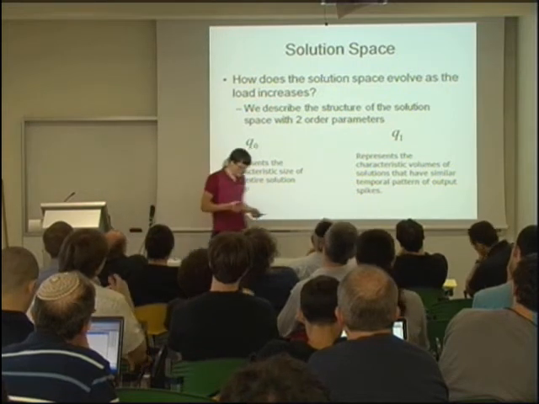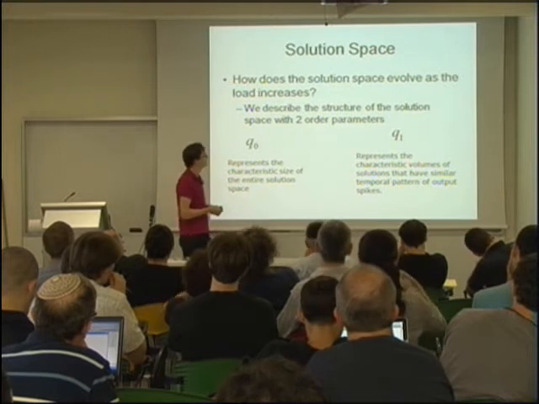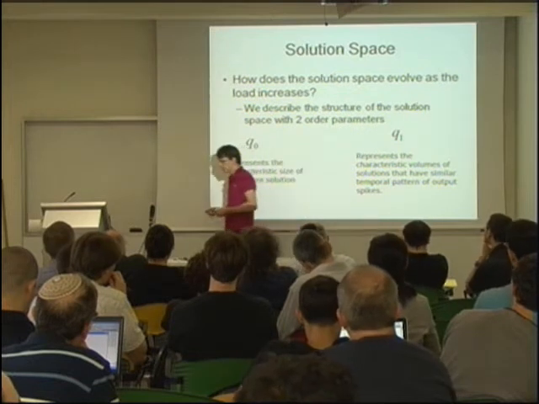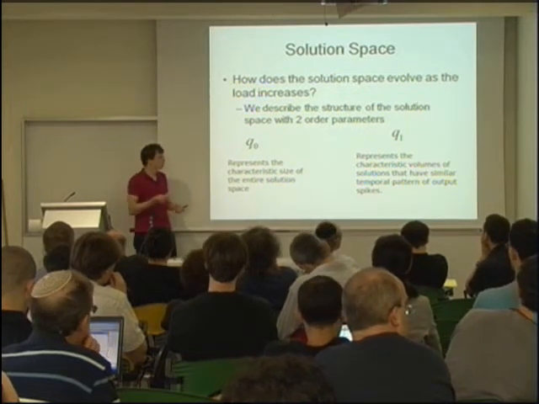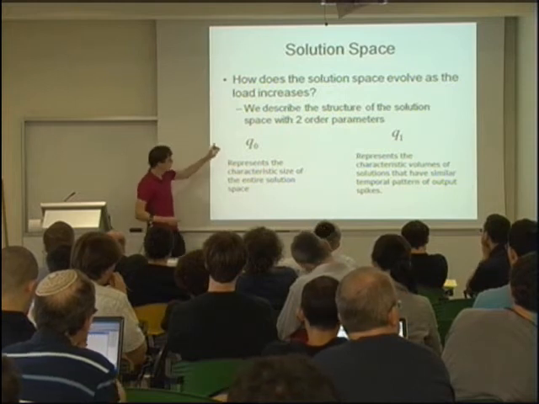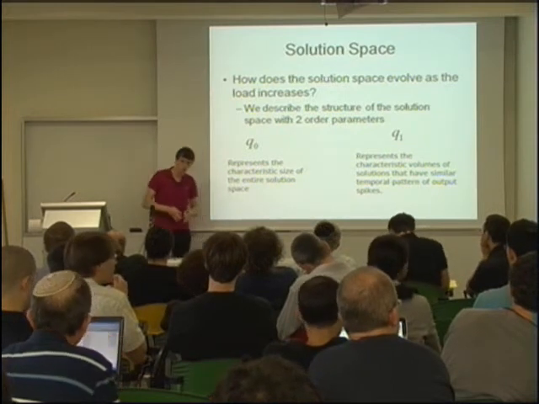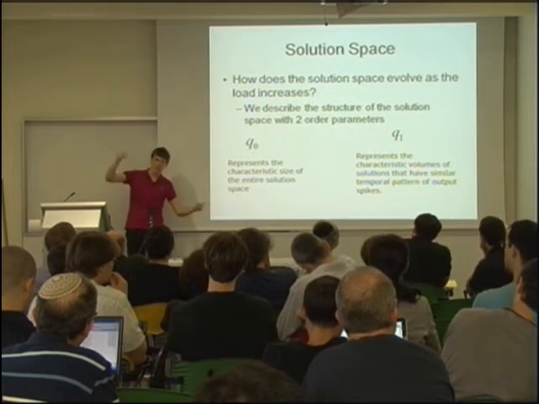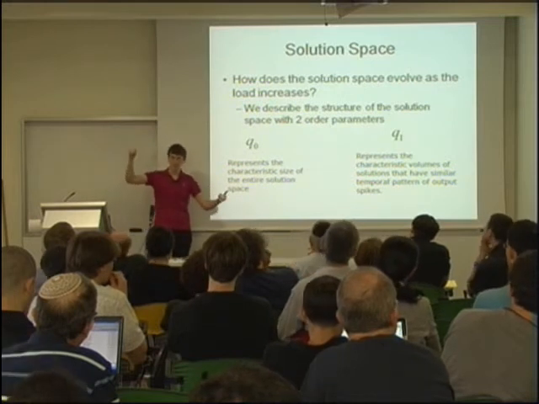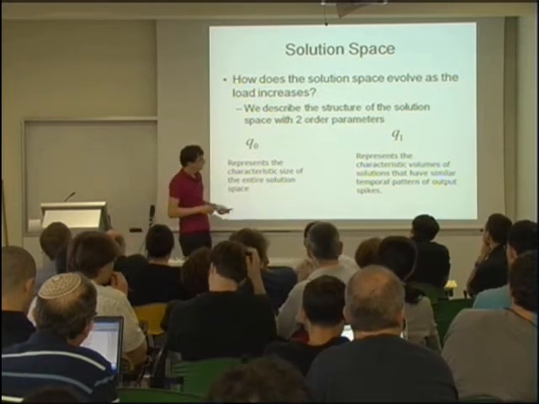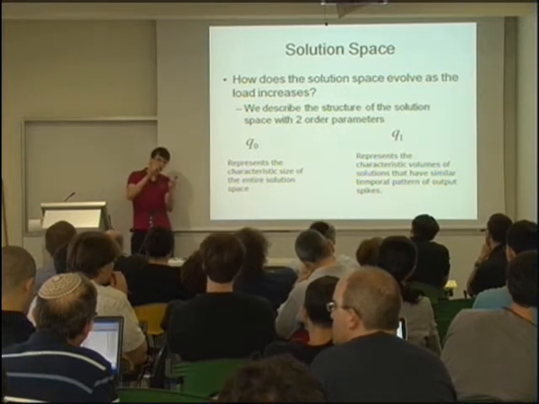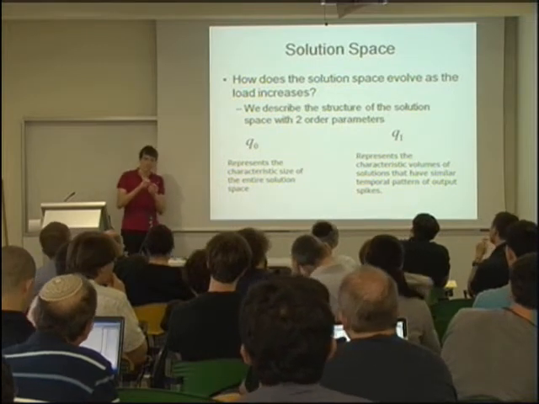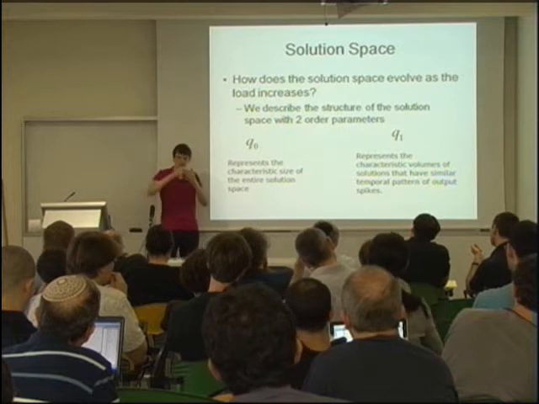What about the solution space? How does this compare to the tempotron, the perceptron? The result of the calculation we did is that we can describe the solution space by two parameters. One that we call Q naught, which represents the total size, the characteristic length of the entire solution space, and Q1, which represents the characteristic length of the size of volumes in the solution space that solve the classification problem in a similar manner.